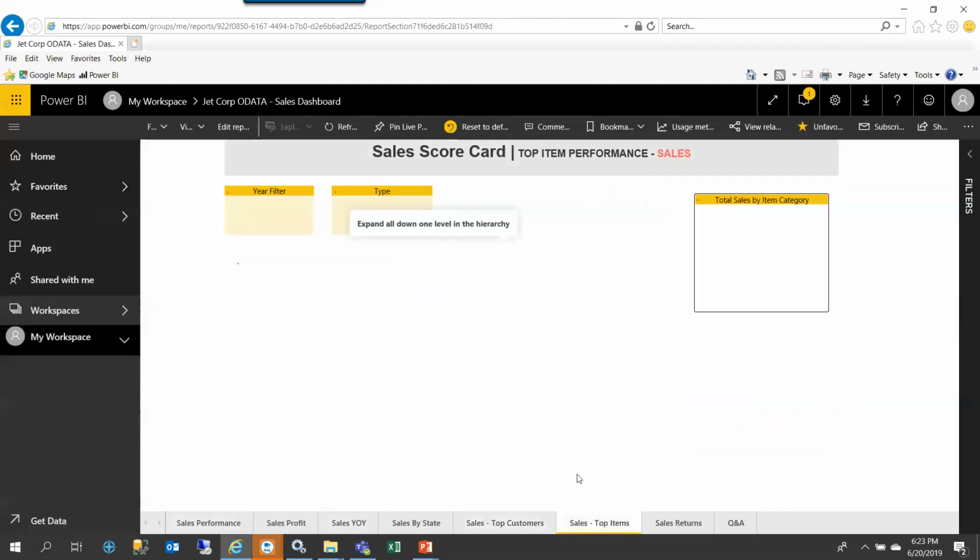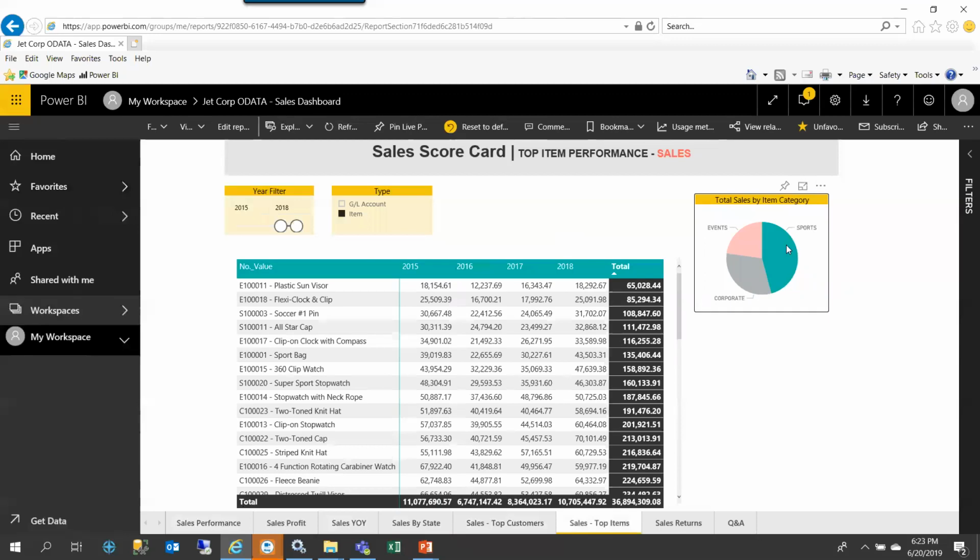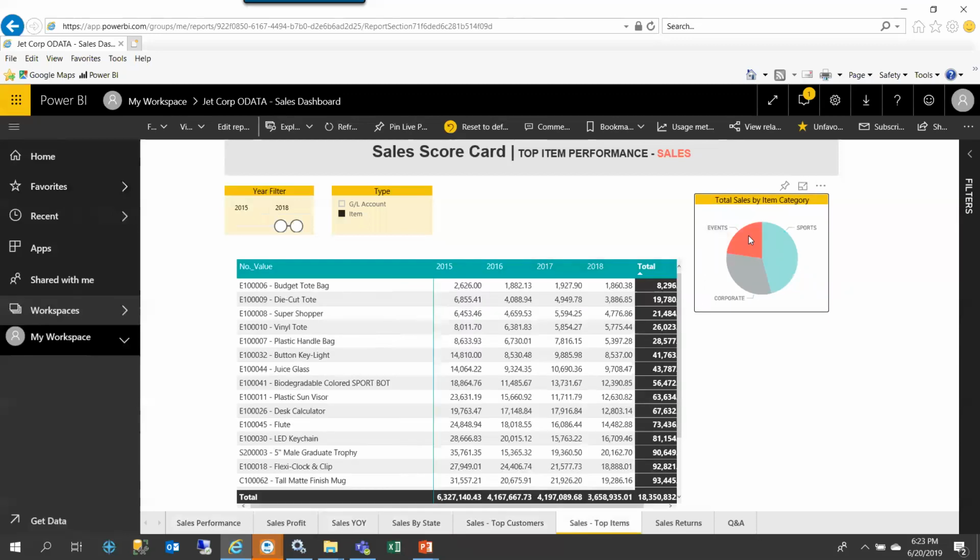Sales top items. What were my top sales? We can choose any type of slicer. Here I'm looking at a global dimension 1, which is events or corporate here.